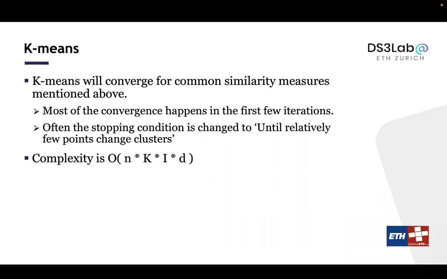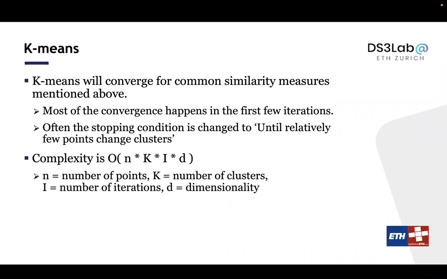The complexity of this algorithm looks like this, where n is the number of points, k is the number of clusters, I is the number of iterations, and d is the dimensionality. So essentially, this measures that for every single iteration, you need to scan your data and assign them to clusters. Something like this. You compute the distance, which is a function of the dimensionality.